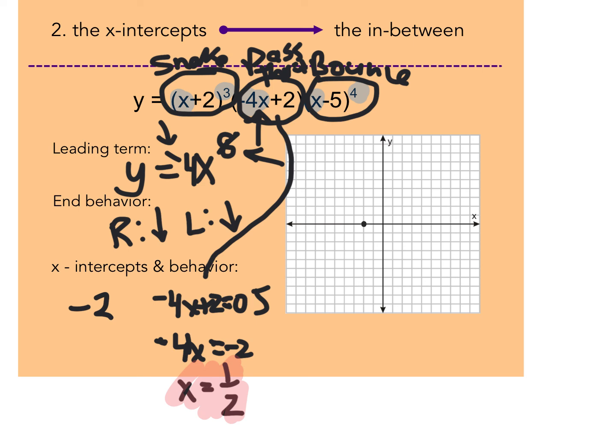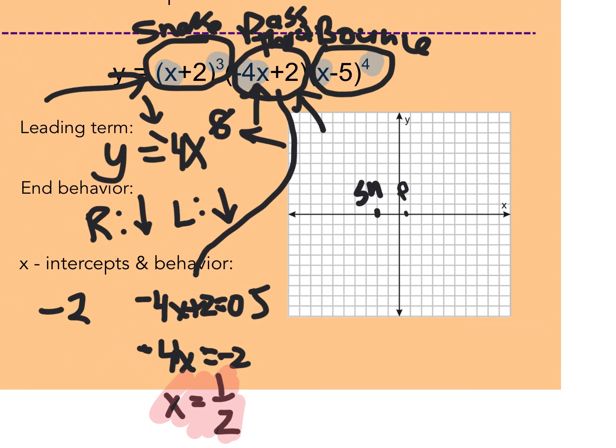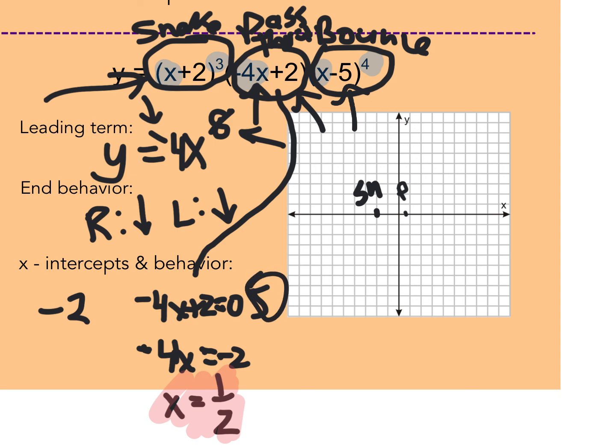At negative 2, that's this one. That's a snake. I'm going to just say SN for snake. At 1/2, it's just a pass-through because that's this one and there was no power. I'm going to put a P for pass-through. And then at the 5, it's going to be a bounce because any even power is a bounce. 1, 2, 3, 4, 5. B for bounce.